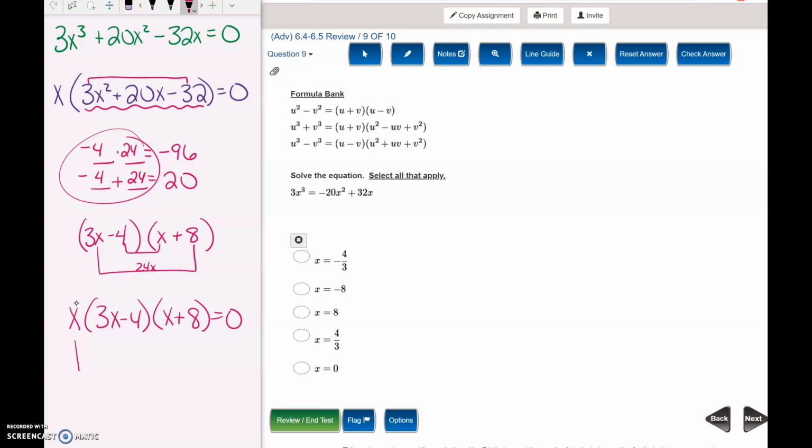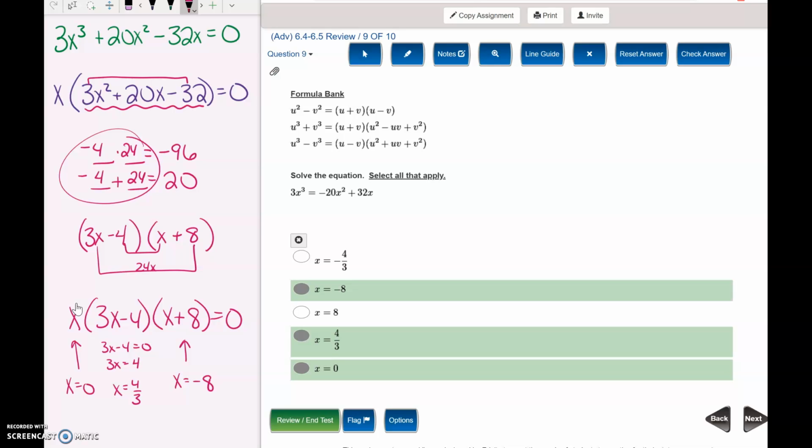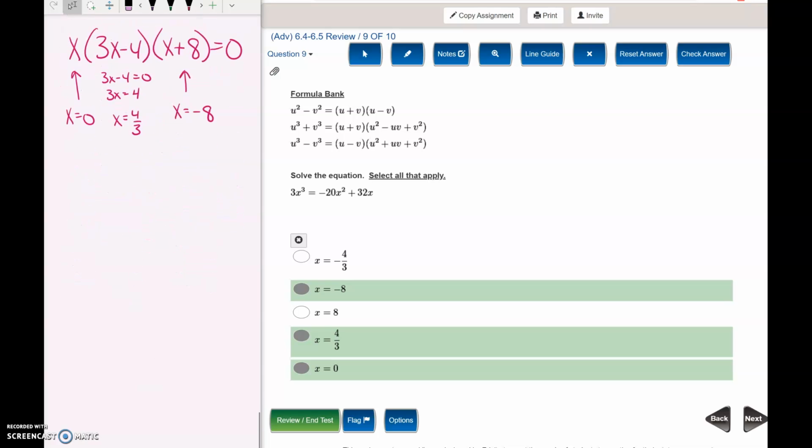And that gives us the solutions 0, negative 8. This one, 3x minus 4 has to equal 0. 3x equals positive 4. So x equals 4/3. Our answers are 0, positive 4/3, and negative 8. If you want to see that one doing factor by grouping, let me know. Hop onto the live chat, and I will help you with that one. But I just really prefer guess and check because it's super fast on that one.